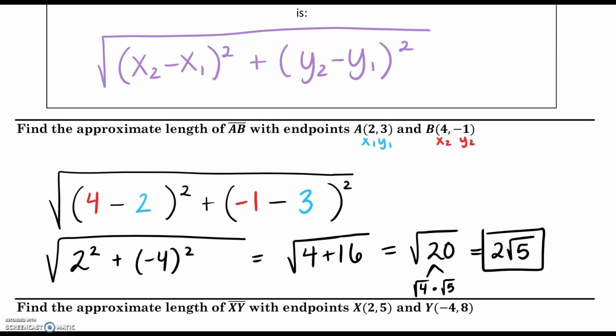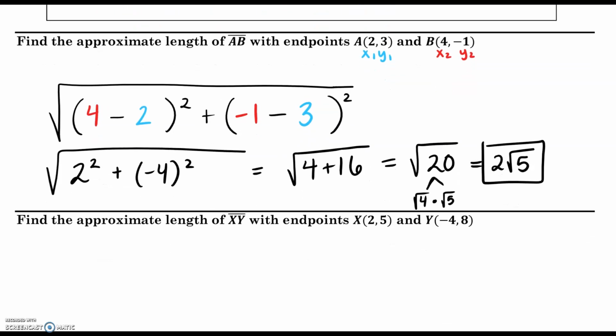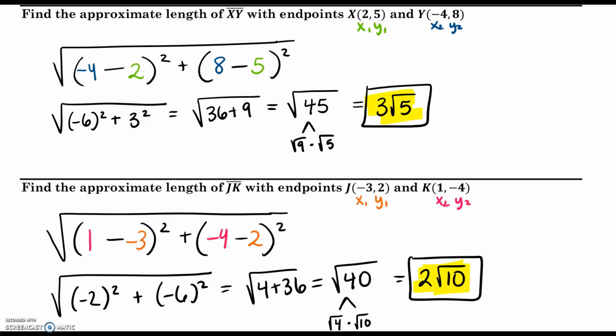Please pause the video and try the next 2 examples on your own. Check your work. So for the second example, you should have gotten radical 45, or the square root of 45, which simplifies to 3 radical 5. And for the last example, you should have gotten the square root of 40, which simplifies to 2 radical 10.